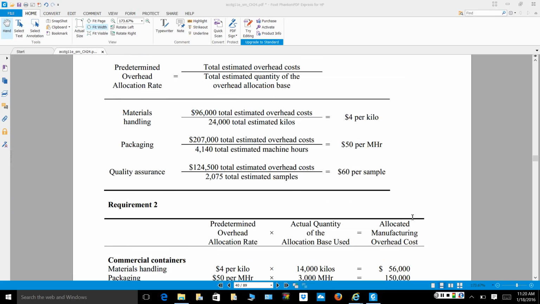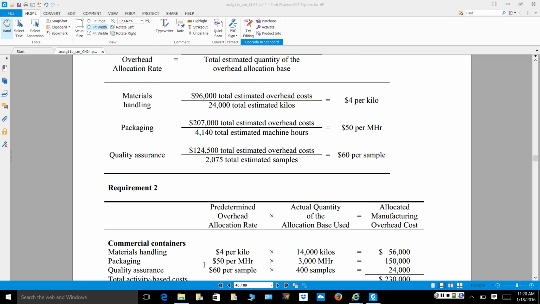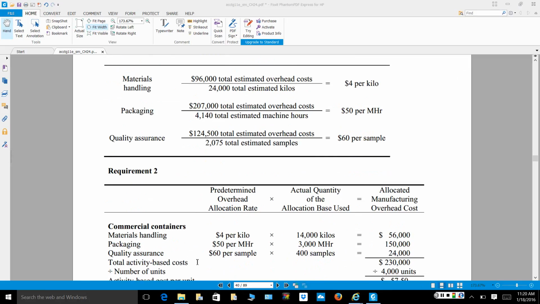So once I have those rates, 4, 50, and 60, now I can calculate the overhead cost for each container, for each product per se. So with the commercial containers that had a large amount of allergy medication in them, we simply take our overhead rate times the actual number of kilos that we used to produce this product. So in this case, we have $56,000 of overhead.